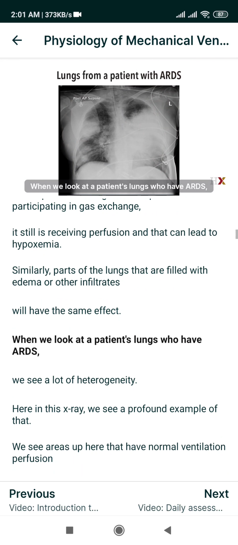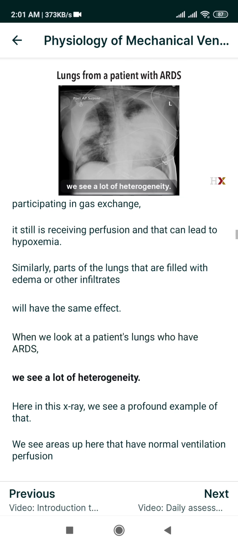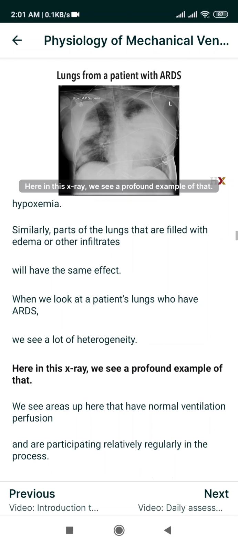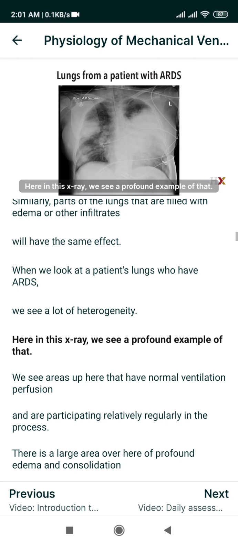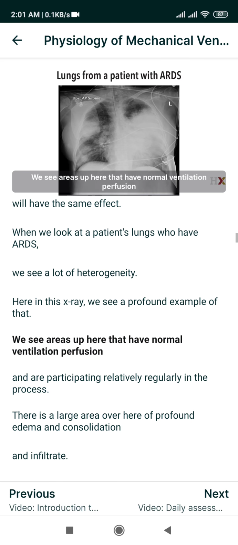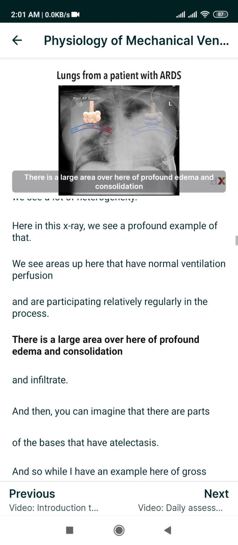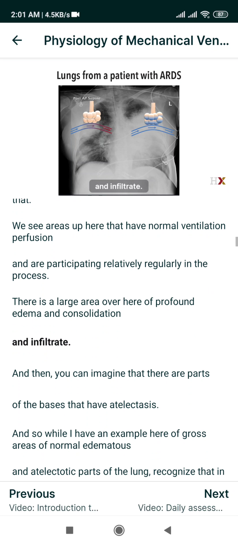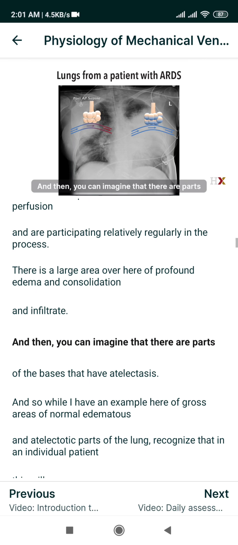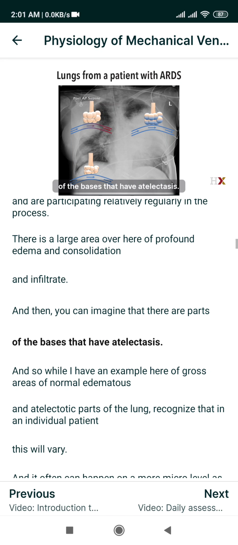When we look at the lungs of a patient who has ARDS, we see a lot of heterogeneity. Here in this X-ray, we see a profound example of that. We see areas up here that have normal ventilation-perfusion and are participating relatively regularly in the process. There's a large area over here with profound edema, consolidation, and infiltrate. And then you can imagine that there are parts at the bases that have atelectasis.